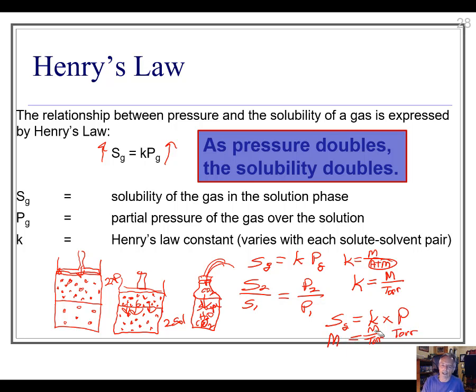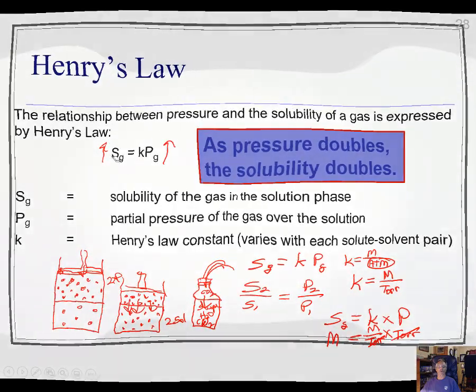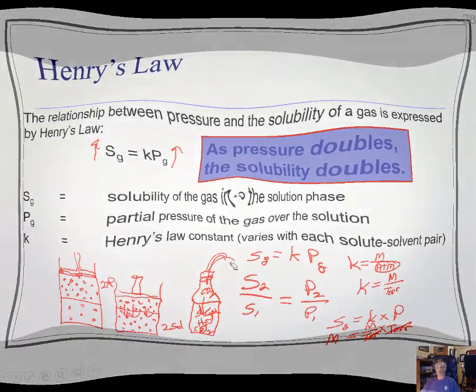You just multiply the Henry's law constant, molarity over torr times torr, torr cancels, and you can solve for any of the variables of interest either way. You could be solving for the value of the Henry's law constant for that particular system. They'd have to give you pressure and the solubility of the gas at that particular pressure. Okay, that's Henry's law. It's pretty simple. Just remember that these are directly proportional, solubility of the gas and the partial pressure of the gas in the headspace.